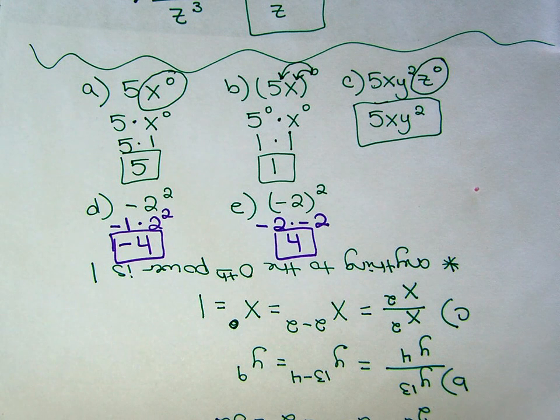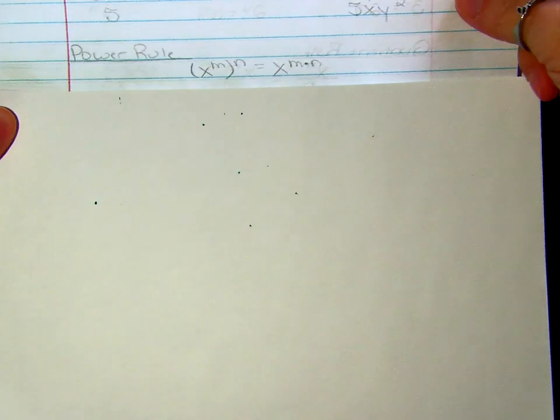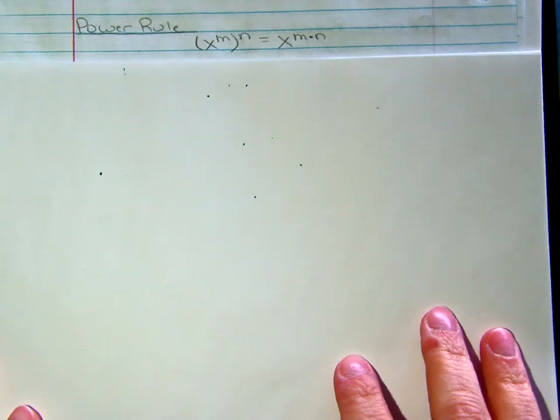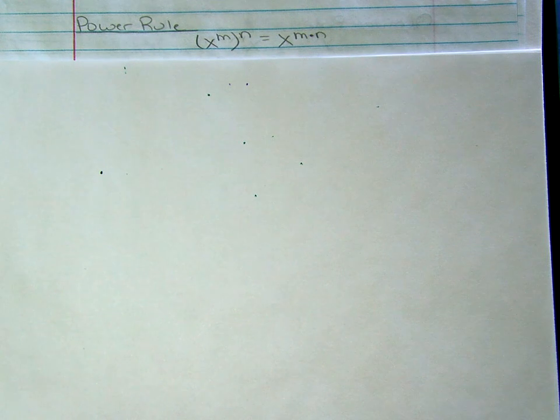So, questions on this? Okay. Then let's learn our last rule. I think it's the last rule for today, which is our power rule. Our power rule is when we have an exponent raised to an exponent. We can multiply those two exponents together to combine into one term.